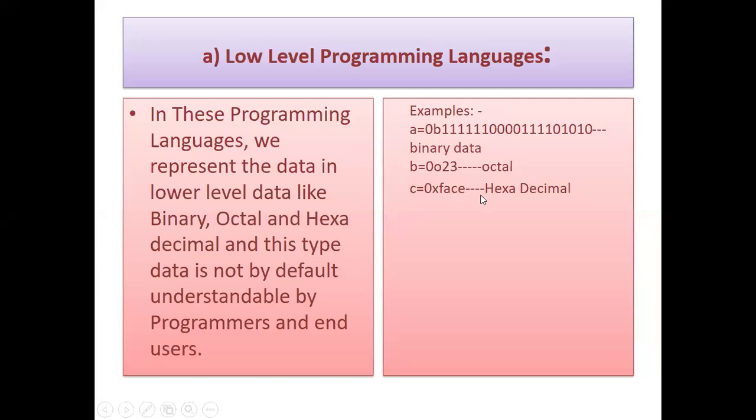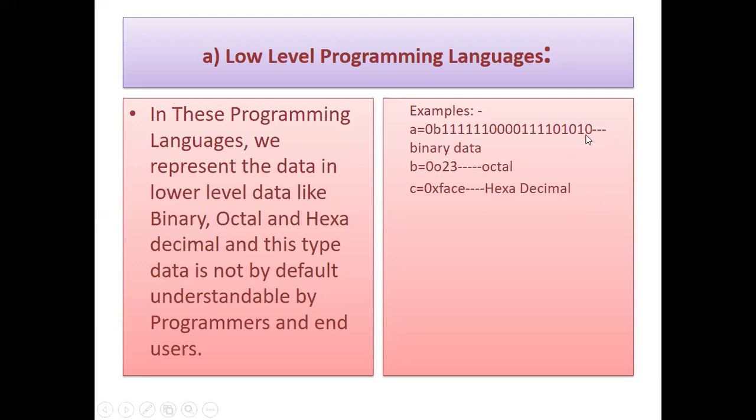If we talk about the number system, we have four types of number system: decimal number system, binary number system, octal number system, and hexadecimal number system. Decimal number system is a system which is understandable by everyone. It has the digits 0 to 9. But if it's in the form 0B111111, it's binary data, and we won't be able to understand it.